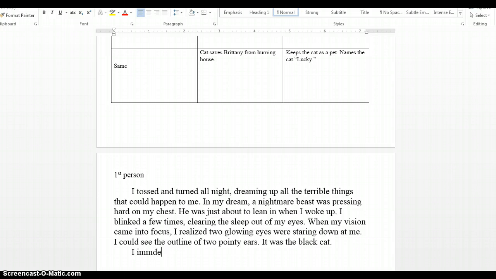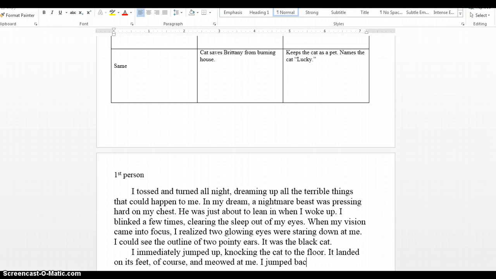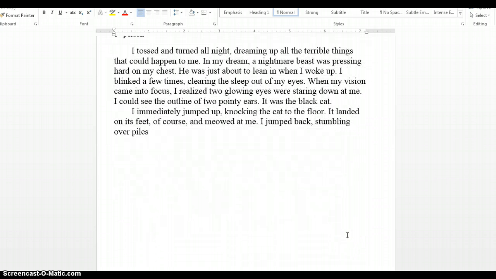I immediately jumped up, knocking the cat to the floor. It landed on its feet, of course, and meowed at me. I jumped back, stumbling over piles of clothing on my floor.